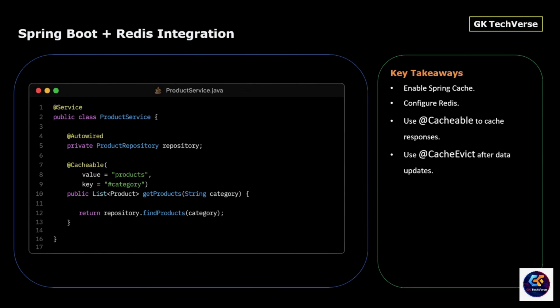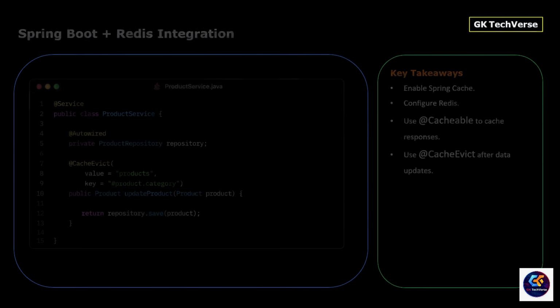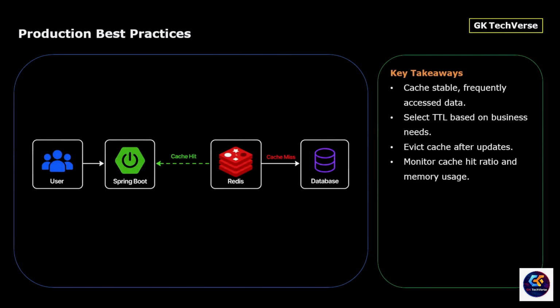Let's also see how to remove stale cache entries. Whenever product data changes, we should remove the old cache entry. The next request automatically rebuilds the cache using the latest data from the database. This keeps Redis synchronized with the source of truth. We have learned how Redis works internally and how to integrate it with Spring Boot.